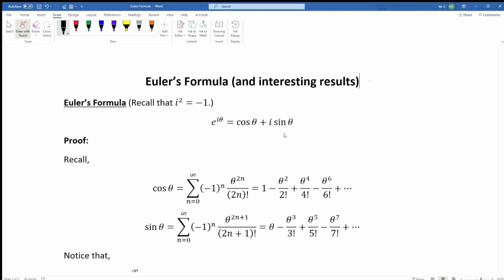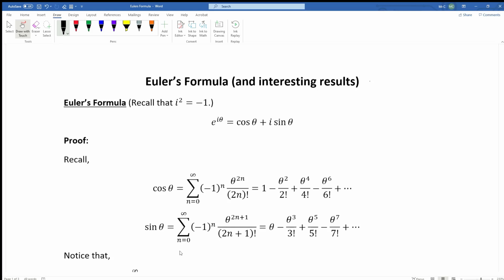It comes up quite often in differential equations, but it also just has some nifty little interesting things that pop out of this formula. So we're going to focus on seeing why this formula is true and then just looking at a couple cool things you can do with it. So first of all, recall the Maclaurin series for cos θ and sin θ. Cosine of θ is the series from n equals 0 to infinity of (-1)^n θ^(2n) over (2n)!, which looks like 1 - θ²/2! + θ⁴/4! - θ⁶/6!, etc.